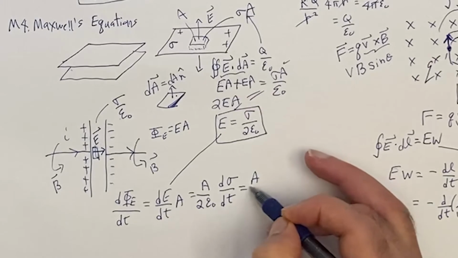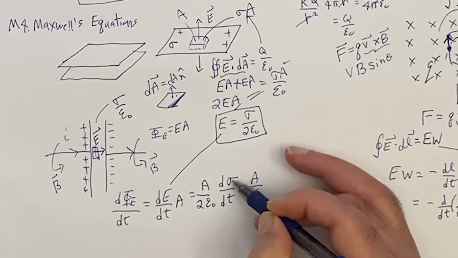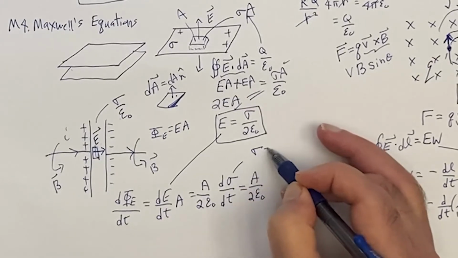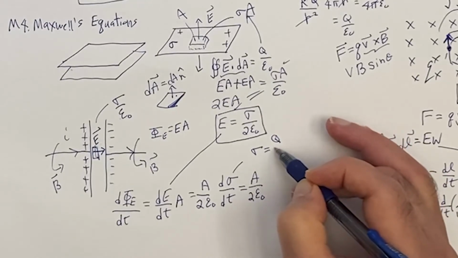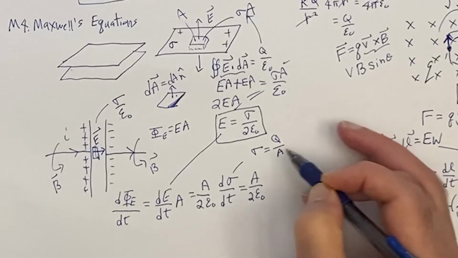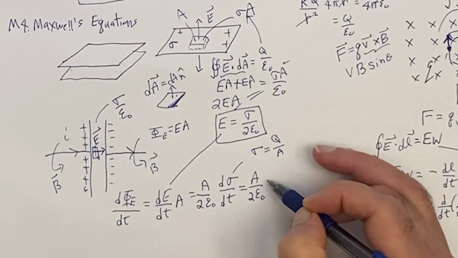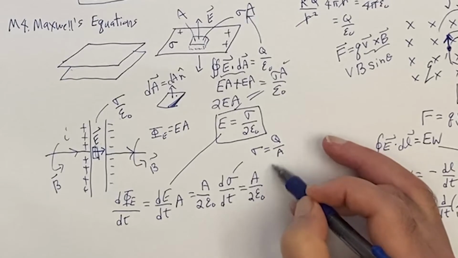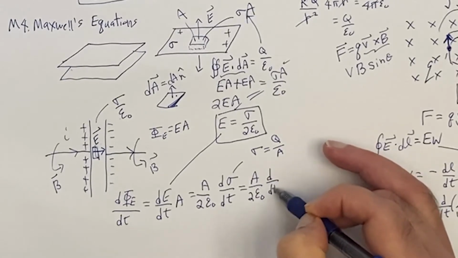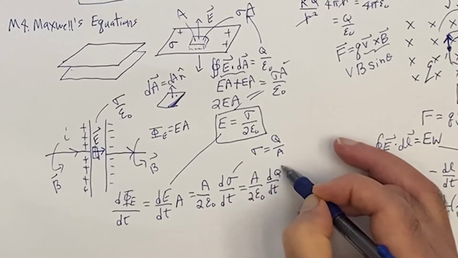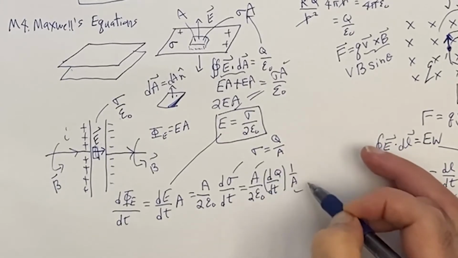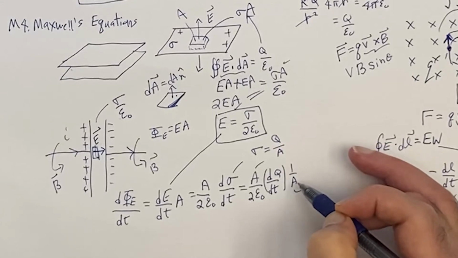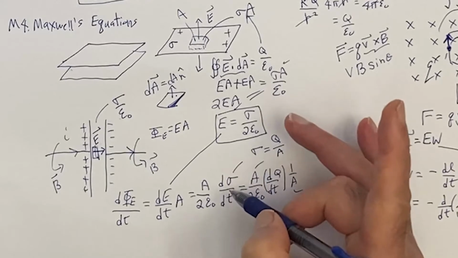Okay, so this is A over 2 epsilon naught, but that sigma, remember, is going to be equal to the charge per area. So that means here I'm going to be looking at d dt of q, and it would be a 1 over area's constant. These areas cancel, and made a mistake.